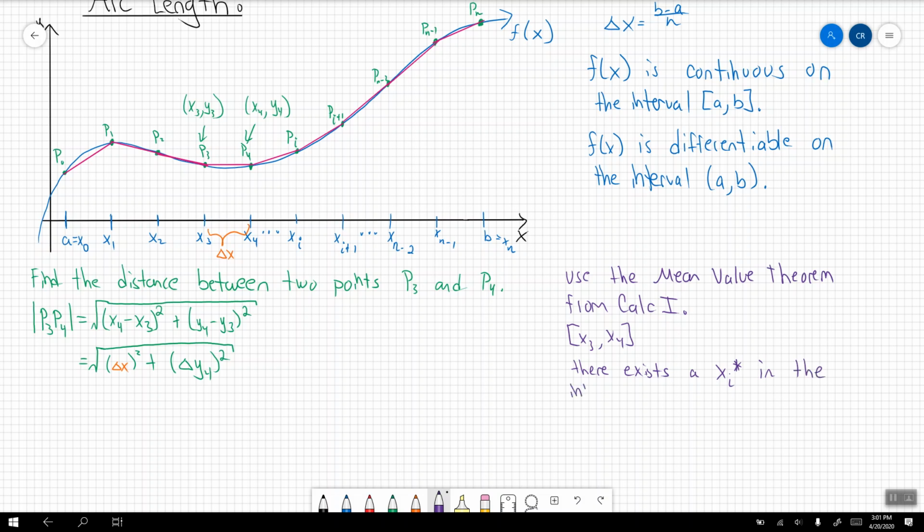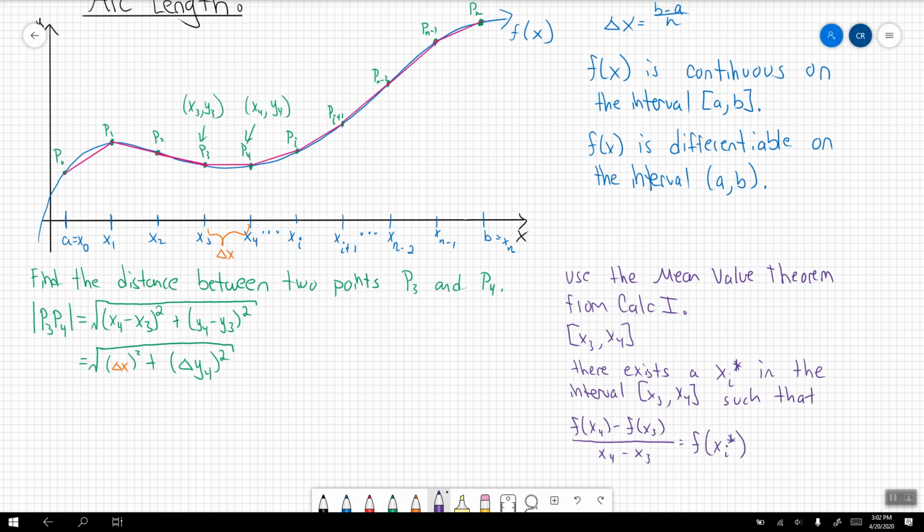In the interval x sub 3, x sub 4, on that interval, such that (f of x sub 4 minus f of x sub 3) divided by (x sub 4 minus x sub 3) is equal to the function evaluated at x sub I star. All right, so that's what we get from this particular piece.